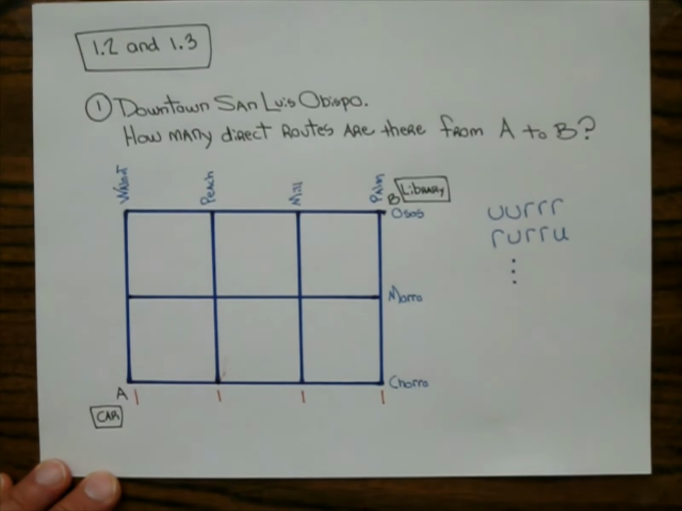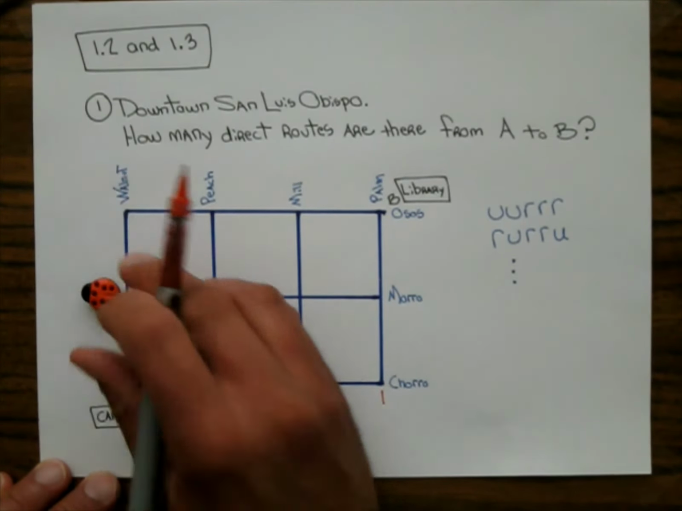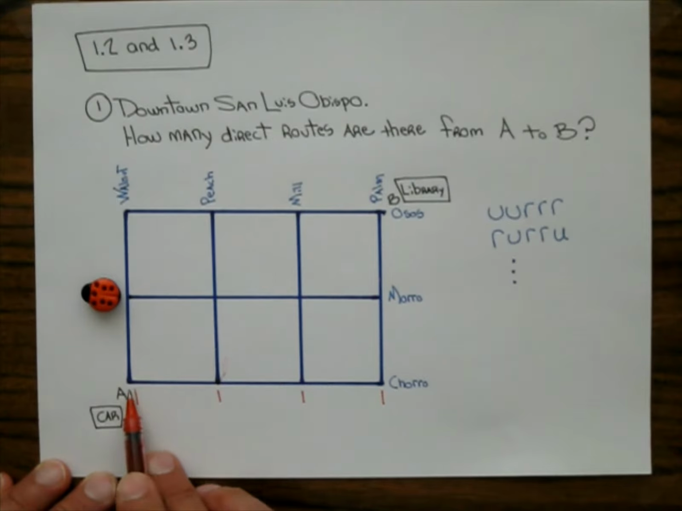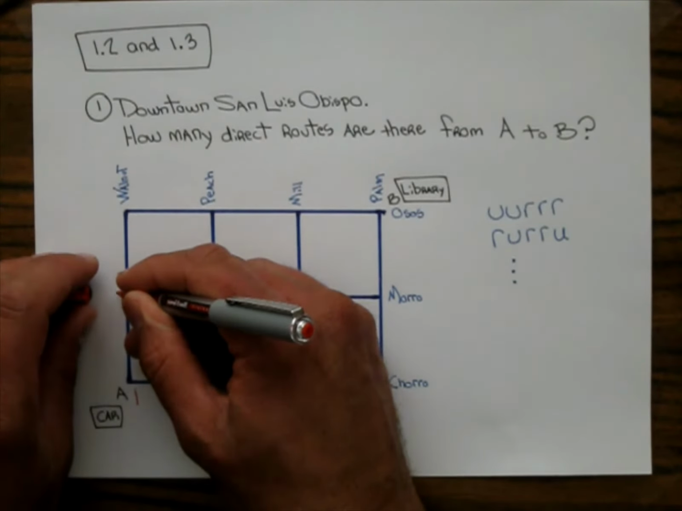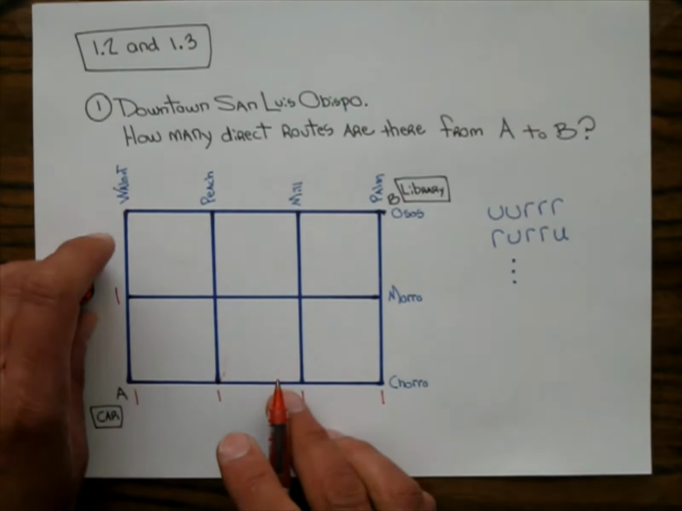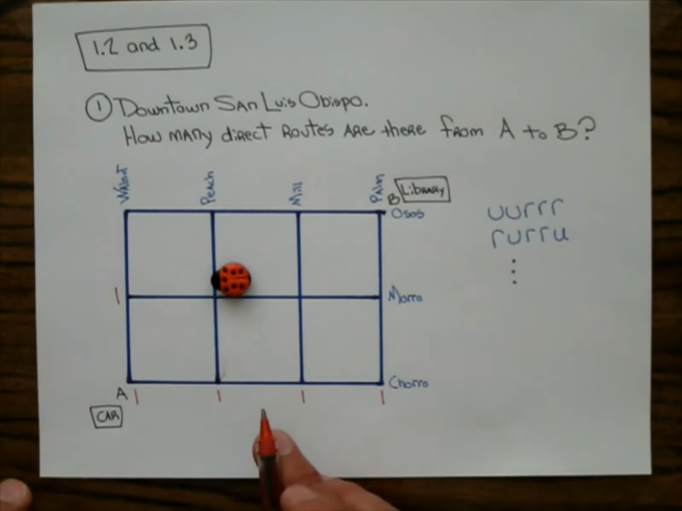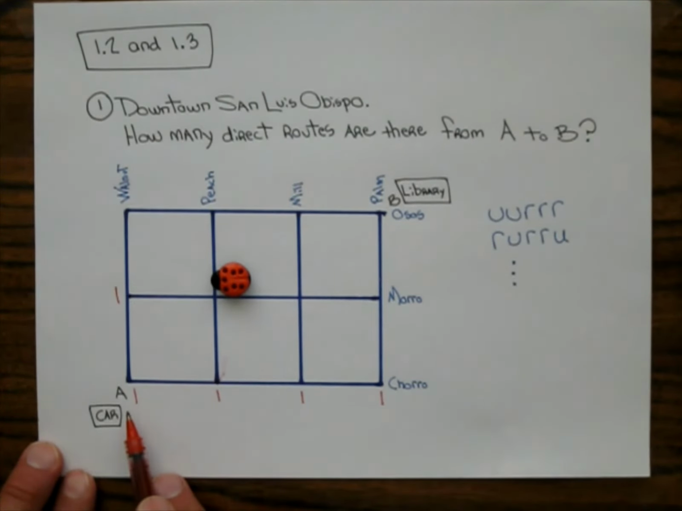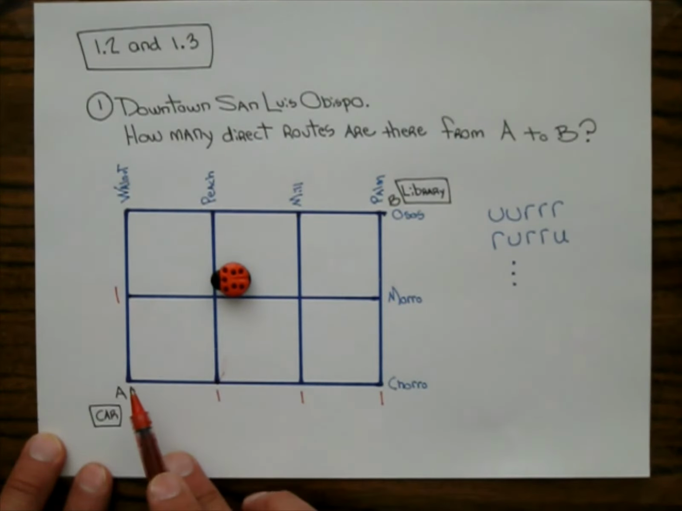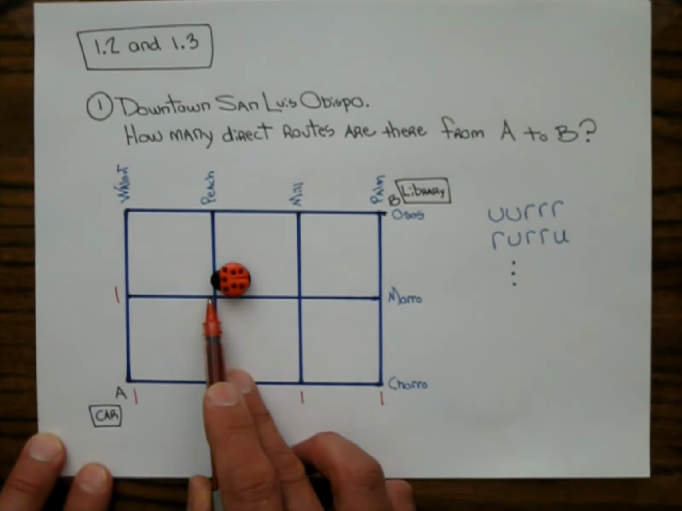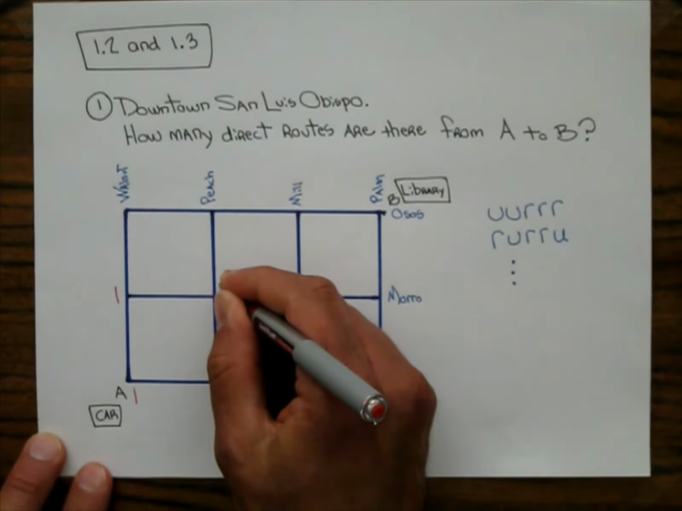Okay, so now, what if the library was there and you parked right there? Well, there's only one direct route to go, and it would be by going up, so I'm going to put a 1 there. Okay, so now here's where it gets interesting. If the library was right there, how many direct routes are there from your car to the library? Well, you can go to the right and up, so that's 1, and you can go up to the right, that is 2.